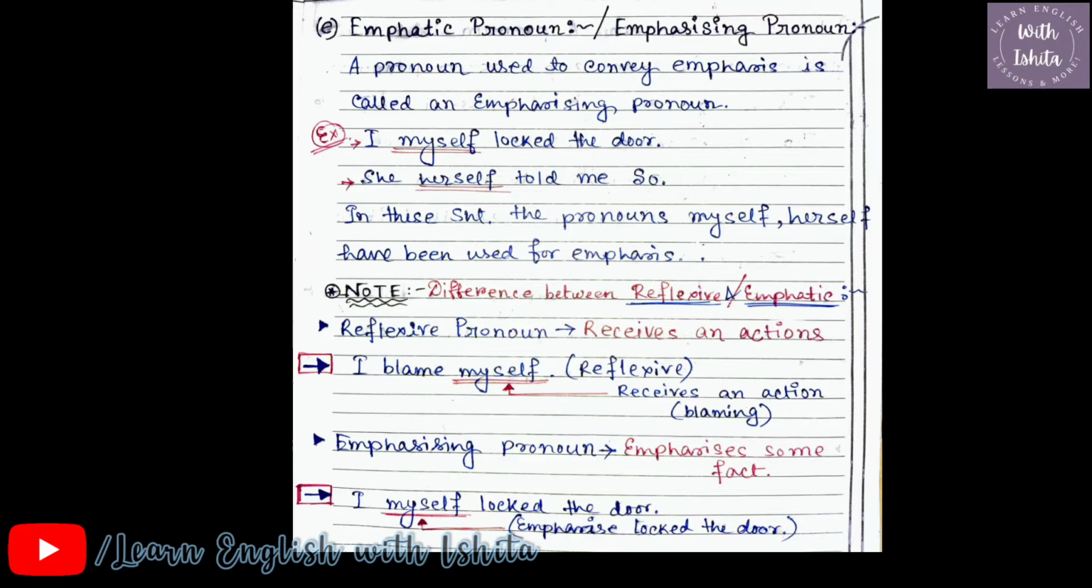So let's talk about the difference between reflexive pronoun and emphatic pronoun. Reflexive pronoun receives an action. For example, I blame myself. Here, myself is a reflexive pronoun that receives the action of blaming.